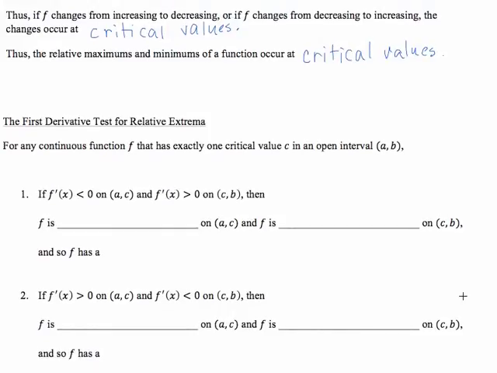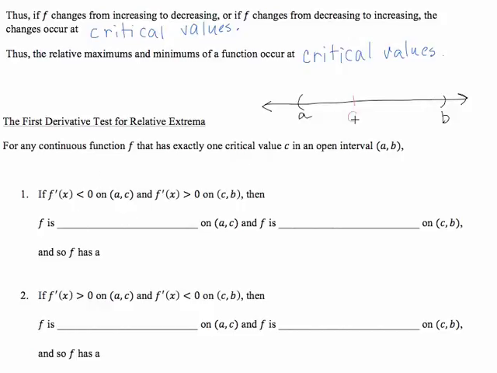Let's break it down with the first derivative test for relative extrema. For any continuous function f that has exactly one critical value c inside of an open interval (a, b), let's sketch that up here. So here's an open interval a to b, and somewhere inside of that we have a critical value we're going to call c. So if c is in between a and b, notice they're not in alphabetical order from left to right, okay?